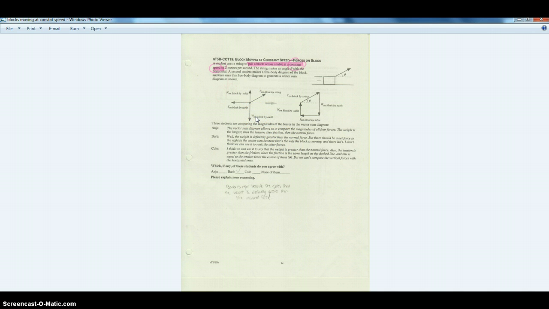But there should be a net force to the right in the vector sum because that's the way the block is moving, which is true because you have a force on this side, you should have a force on the opposite side. And there isn't. I don't think we can use it to rank the other forces, which is very true. Now the second sentence of Anja's reasoning is not reasonable. And for Cole, he's just stating a bunch of assumptions that we don't even know.